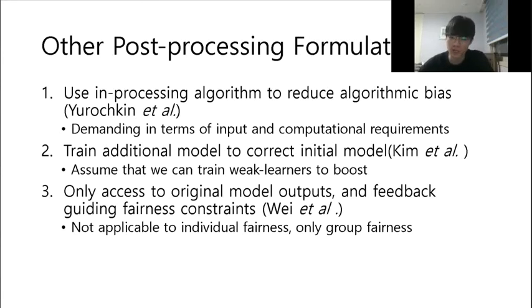And the third formulation is post-processing with only access to the original model's output and feedback guiding fairness constraints. This method is the most general, and there are algorithms that satisfy group fairness, but they are not applicable to individual fairness. So, based on the third method, this paper proposed a post-processing method that enforces individual fairness. The name is Global Laplacian Individual Fairness, short as GLIF.